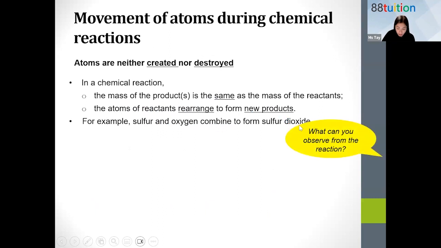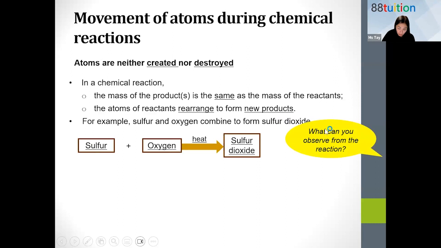If you want to take a look at what is happening, it is basically the element sulfur combining with oxygen gas. You have to heat up this reaction, and what you get is, definitely, the same as what you have put in: something that consists of sulfur as well as oxygen. We call it sulfur dioxide.